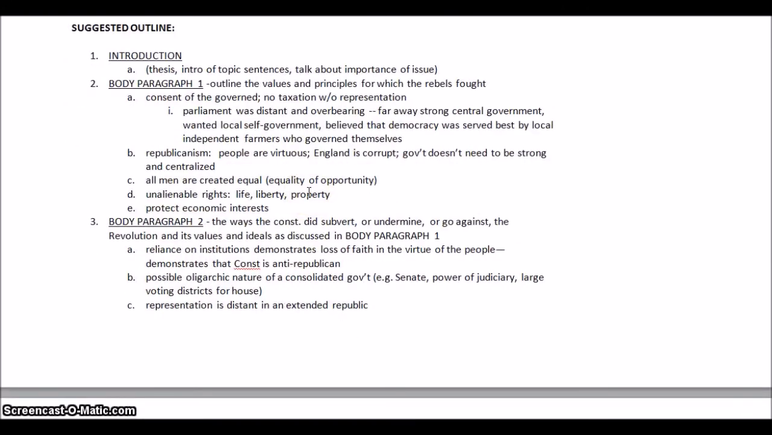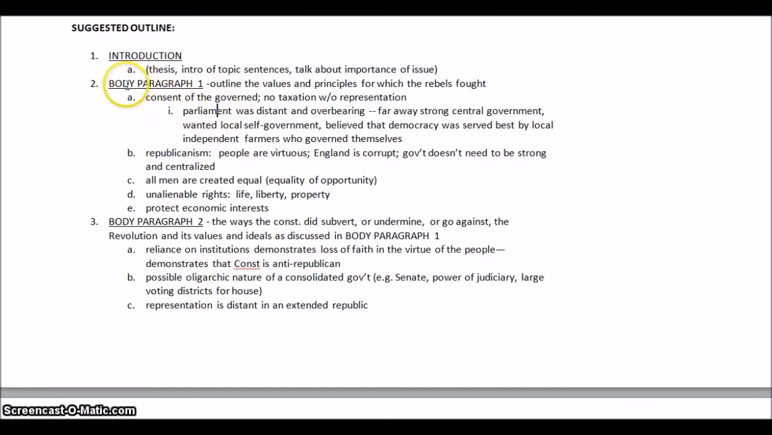Now, my suggested outline for this essay. You begin, obviously, with your introduction, your thesis, intro of your topic sentences. You talk about the importance of the issue. This is how you get that point. Talk about why it's important. It's who we are as a people. We have classical liberalism and we have classical republicanism in us, in our brains, collectively, at the same time.